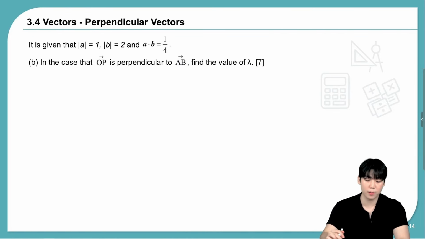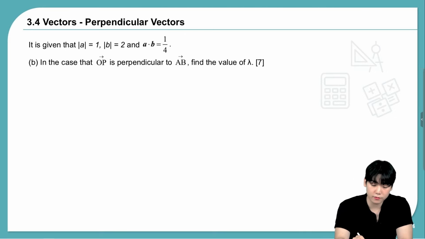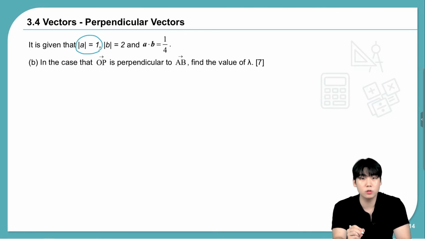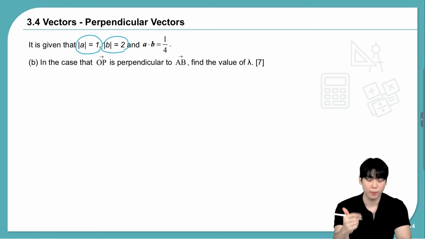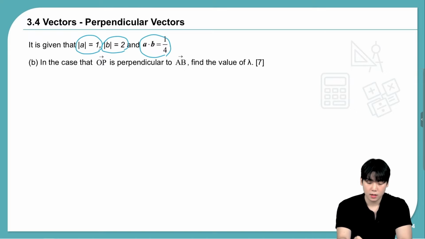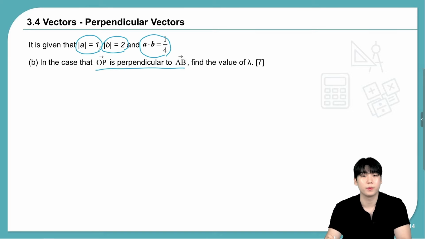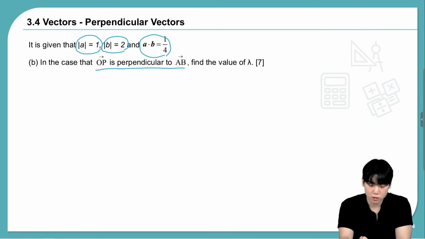Anyways, moving on to part B. We are further given that the modulus of A is 1, modulus of B is equal to 2. That's the absolute value, the length of the vector. And A dot B is 1 over 4. And we are also told that OP is perpendicular to AB. If they're perpendicular, that means the dot product of the two vectors is equal to 0. So OP dot AB is equal to 0.